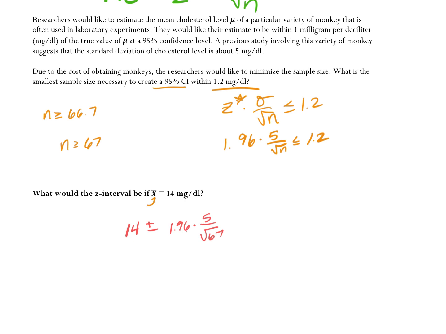That being said, what do we know our margin of error is going to be, give or take? 1.2. So let's see, I bet we get 12.8 and 15.2. But hey, what do I know? I'm not very smart.